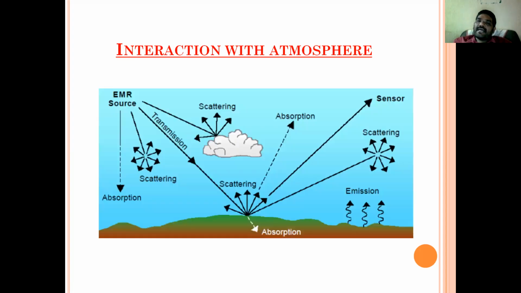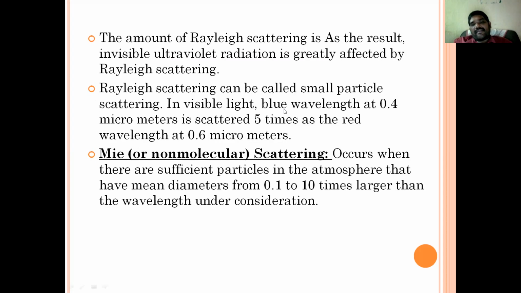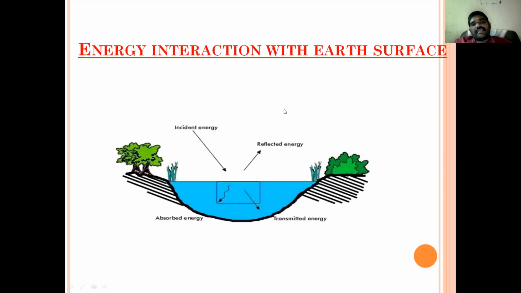Now the other topic is interaction of EMR with the earth surface. See here, interaction of EMR with the earth surface. In the previous part, we discussed what happens in the atmosphere. Now in the second instance, how the energy is interacting with the earth surface. The topic is interaction of EMR with the atmosphere and earth surfaces.